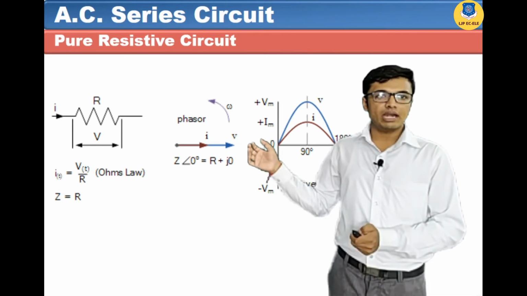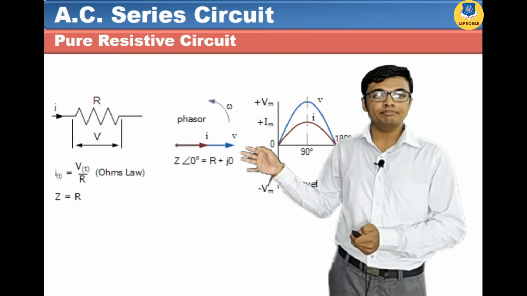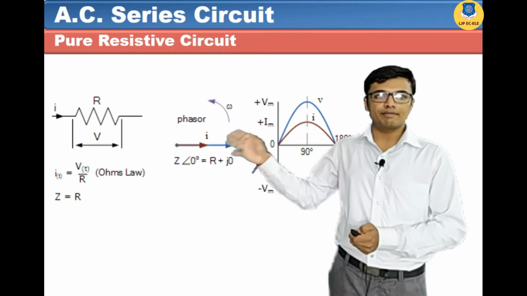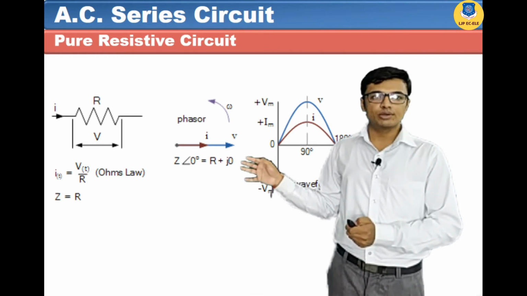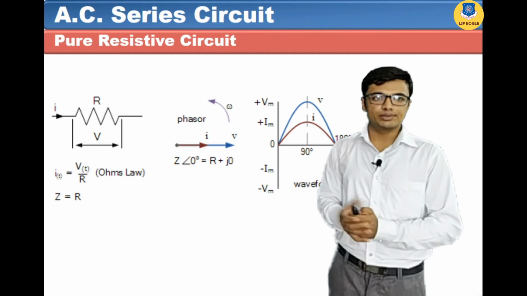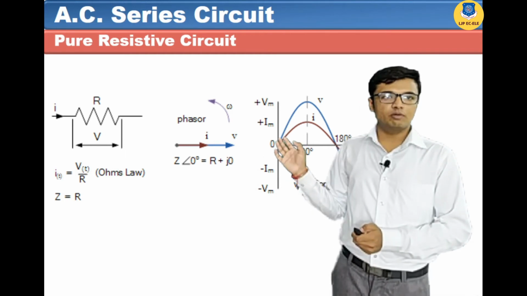This is the phasor diagram of the purely resistive circuit. In this circuit, the voltage vector is at the reference axis and the current vector is also at the reference axis. So the equation for impedance is Z at angle 0 equals R plus j0. This is the waveform of the purely resistive circuit.